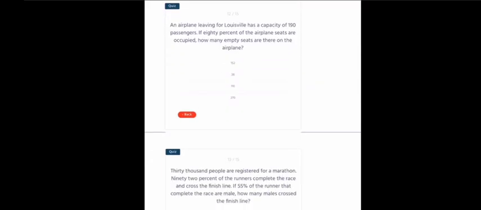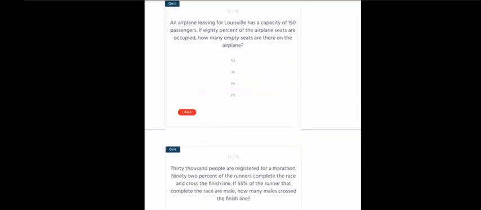So number 12 says, an airplane leaving for Louisville has a capacity of 190 passengers. If 80% of the airplane seats are occupied, how many empty seats are there on the plane? So let's look at what our equation is going to look like. We know that there are 190 seats for 190 people. And we know 100 goes here.